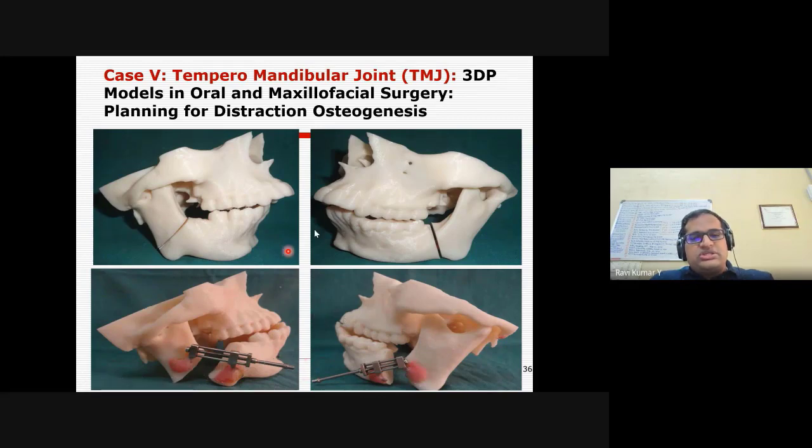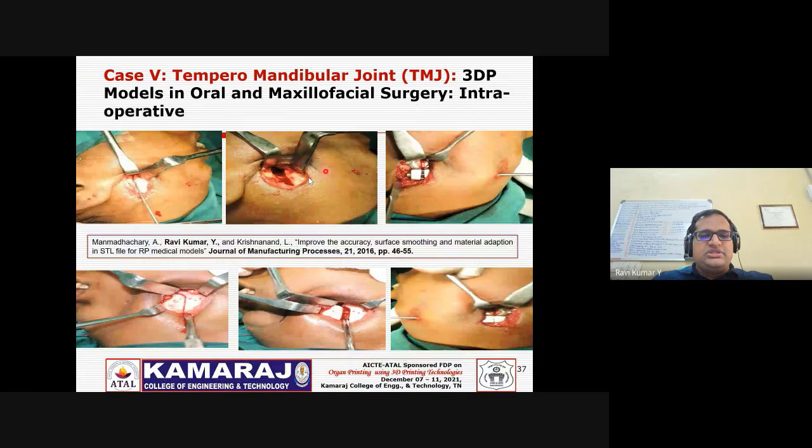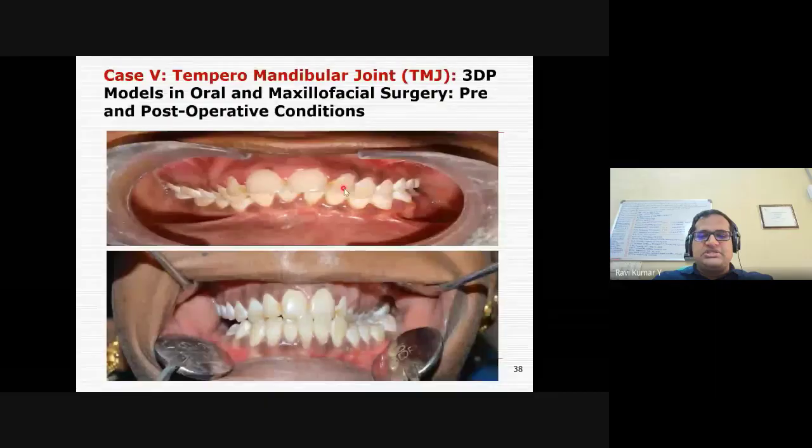Those things can be done based on these models taken from the patient. This is during the surgery, where the distractor has been placed during the transformation. This is the initial stage of the patient, and now you can see it has been matched.